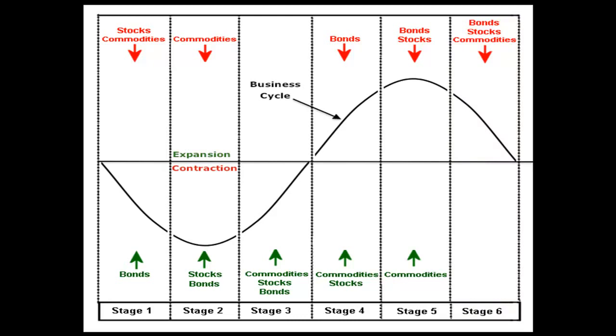Now keep in mind, this is the ideal business cycle in an inflationary environment. Stocks and bonds advance together in stages 2 and 3. Similarly, both decline in stages 5 and 6. This would not be the case in a deflationary environment, when bonds and stocks move in opposite directions.